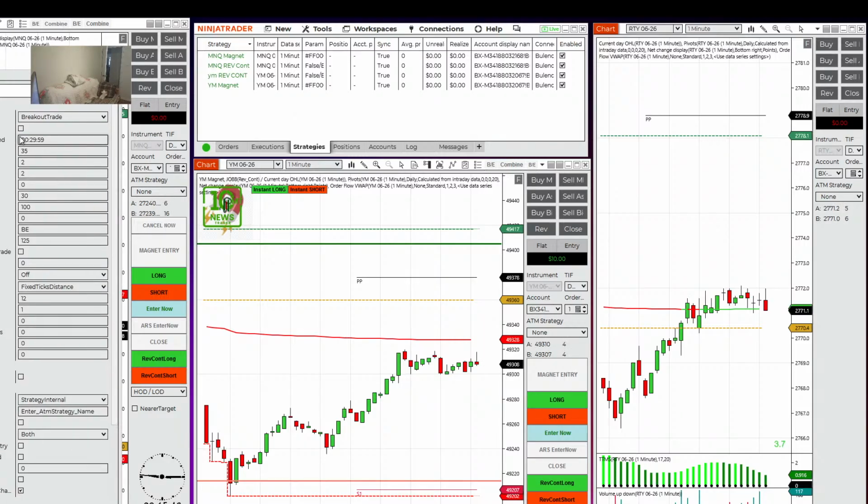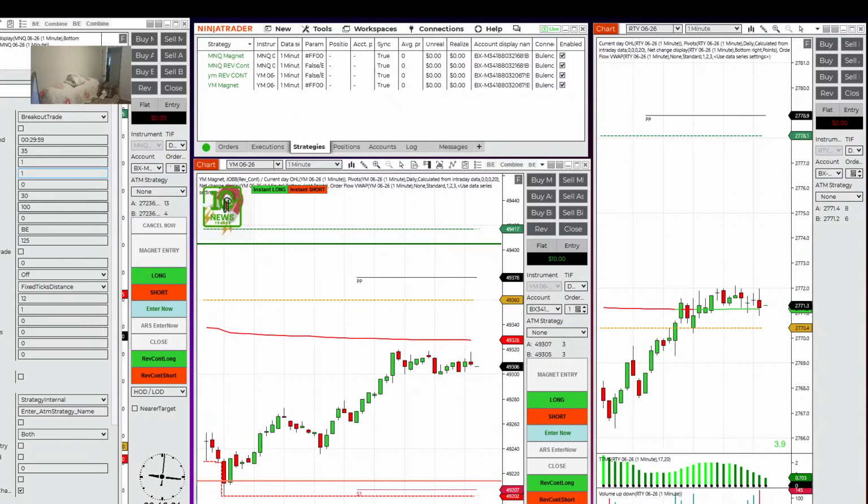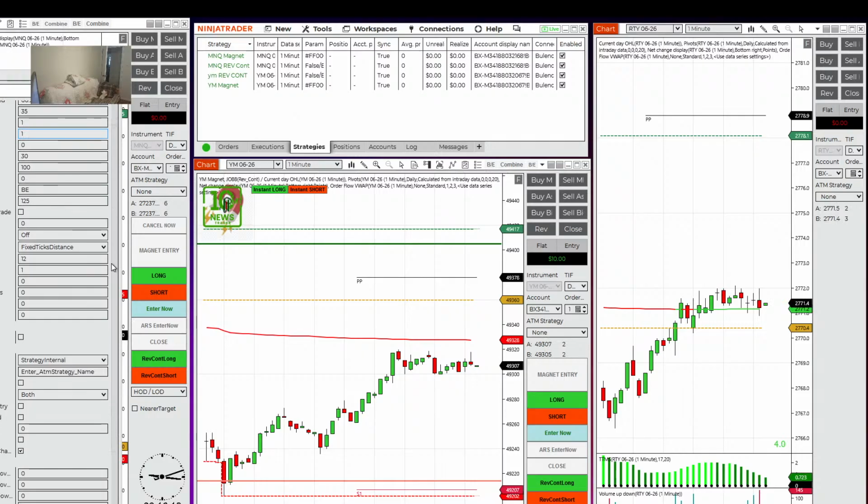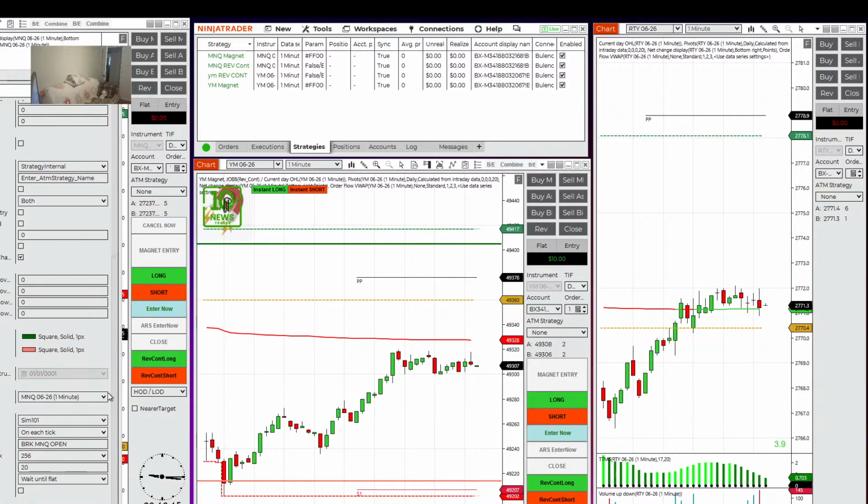And we have our setup with 0 as the time, 35 on the bracket. I'm only trading one contract on each position. 30 on target 1, 100 on target 2. Target 1 stop move is break even. If we hit first target, our stop moves to break even. And our stop loss is 125 ticks. 50 cents a tick, so don't think it's a gigantic stop. It's not. Label it break even, breakout, MNQ open.